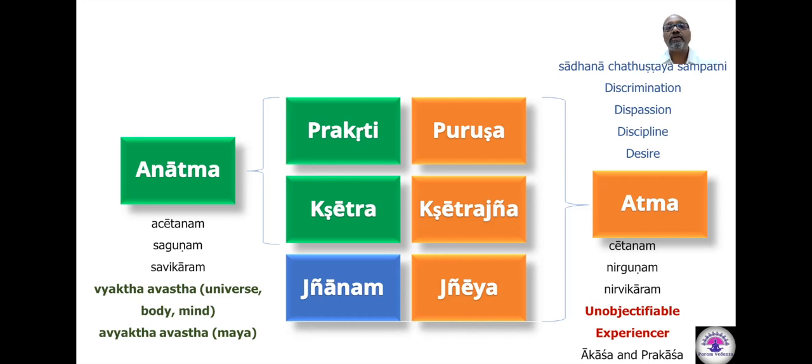Jñānam, unlike the general meaning, in this chapter, for the purpose of this chapter, is about preparatory disciplines to gain self-knowledge. So generally in Tattva-bodha we study that as sadhana chatushtaya sampatti: discrimination, dispassion, discipline and desire. Whereas in this chapter, Sri Krishna explains the same preparatory disciplines, qualifications to acquire self-knowledge by giving 20 virtues. So with this, we'll go to some more details of this chapter.